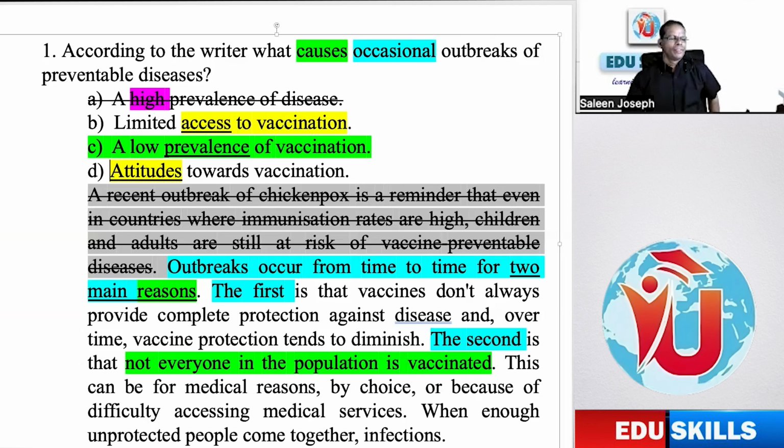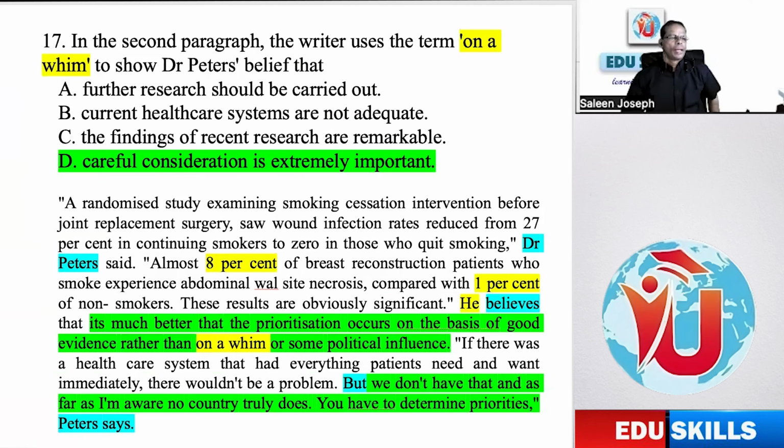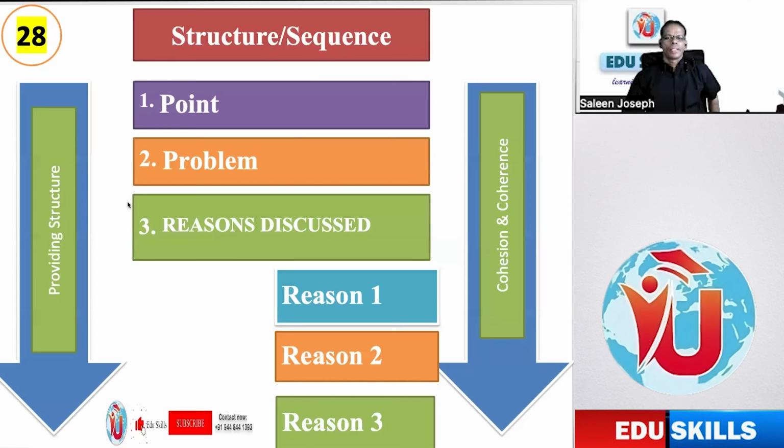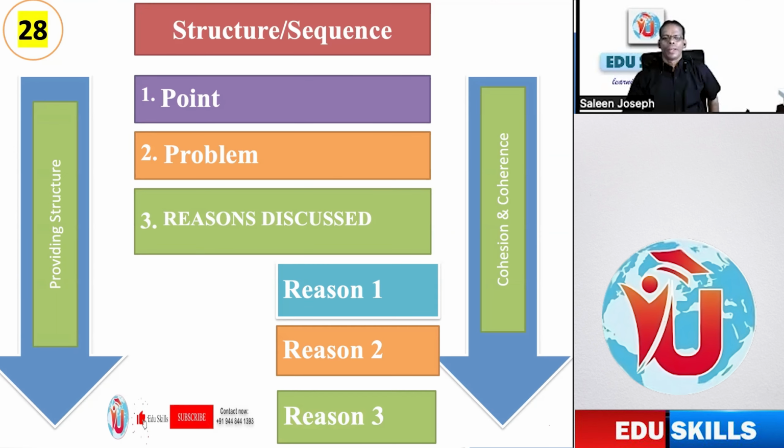So this structure is very important. Let's see the structure. This is the structure I taught you. Do you remember? When reasons are asked, now we had two reasons. One point is said about the vaccination and the prevalence of preventable diseases. Then the problem, then reasons discussed. 1, 2, 3. We have only two reasons in this paragraph. So I said one of these must be the answer.